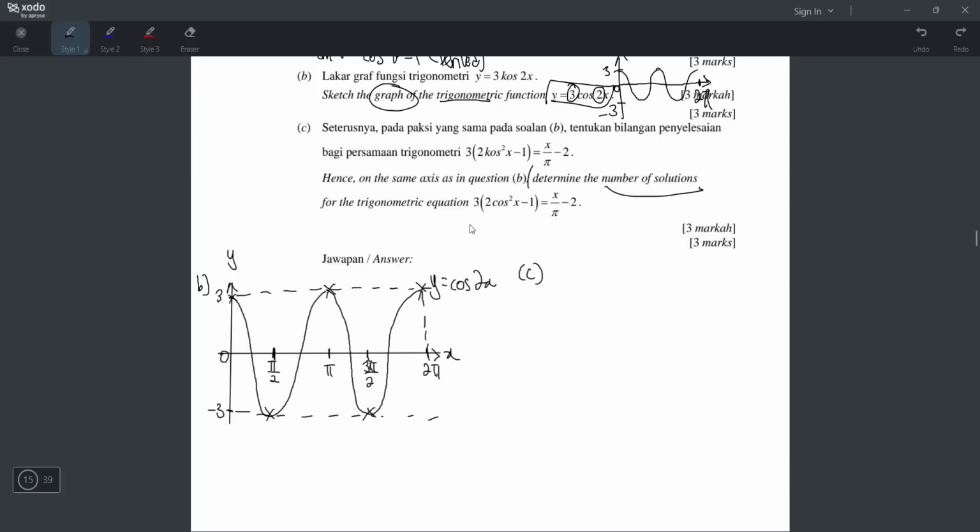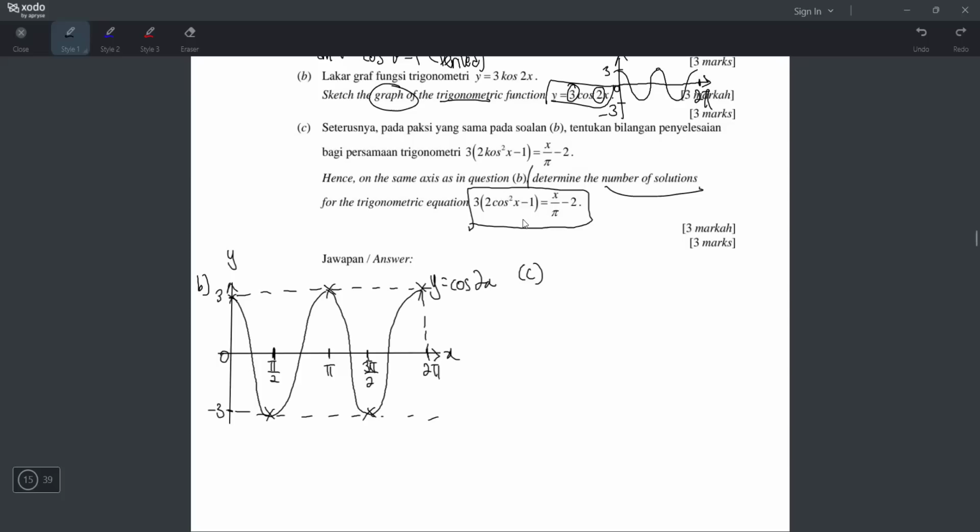But what will be the other graph? Dia ada bagi equation sini. And this equation, what you have to do is you kena jadikan supaya dia ada y. You have to try your best to jadikan supaya benda ni ada y, so that you will know the equation of the graph you are trying to draw. The equation yang dia bagi kita sekarang tak ada y, and equation mesti ada y equal something, then baru kita boleh tahu apa yang kita nak kena lukis. So my mission now is to jadikan dia ada y.